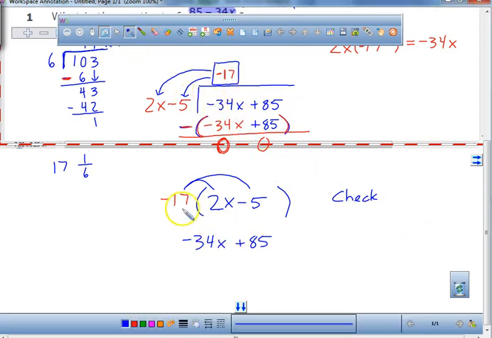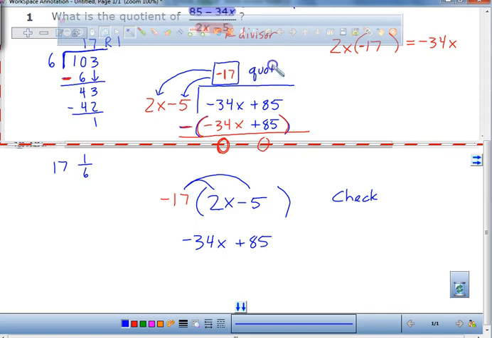But I want you to understand, this answer, by the way, what do we call the answer to a division problem? We call it the quotient. You take your quotient, you multiply it to your divisor, and if you get your dividend, you got it right. Okay? So always check your answer.